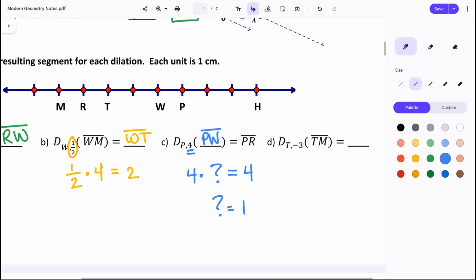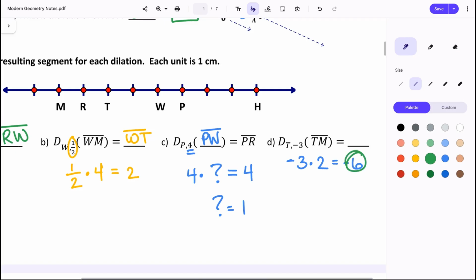So I know there's a negative scale factor. And if I look at TM, how much is TM? 2. So I know some of you are thinking, well, -3 times 2 is -6, and you're not wrong. Okay, but we're not dealing with normal numbers here. We're working with distances. So I'm not even going to mess with the negative. I'm just going to think about the 6 for right now.